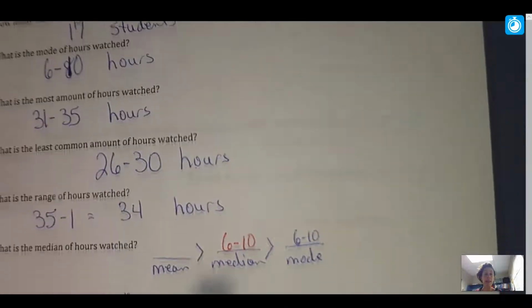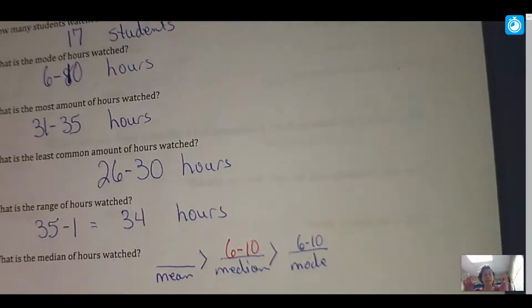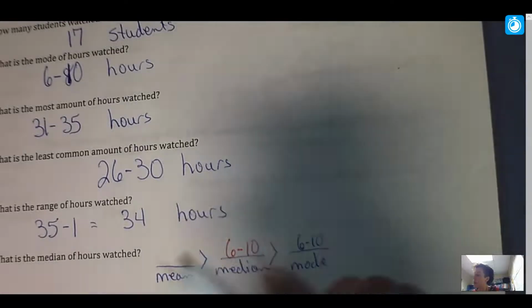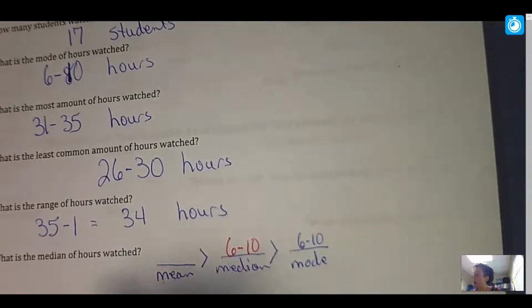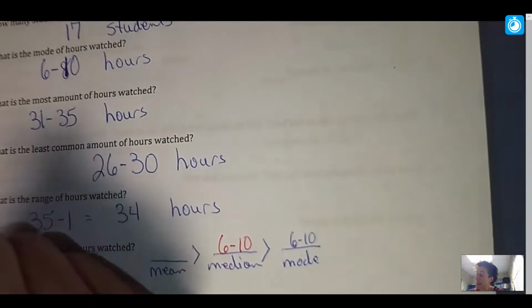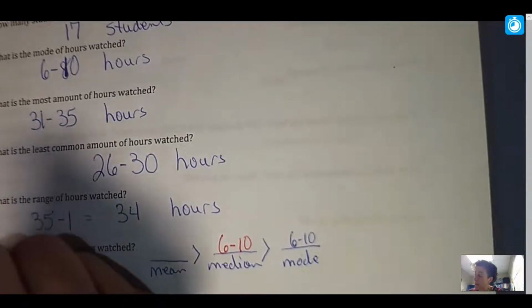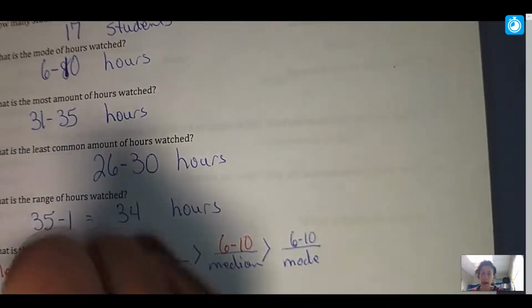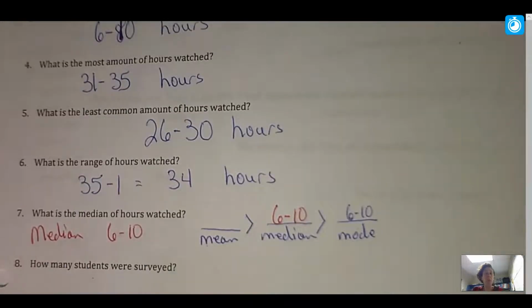And it's okay that these are close again, because I don't know the exact numbers. Maybe this is more like 7 or 8 and this is more like 9, and then supposedly the mean should be bigger than that. So the only thing I can guess, at this point doing what I did, is that my median is 6 to 10 hours. That is not a fun thing to do, okay?